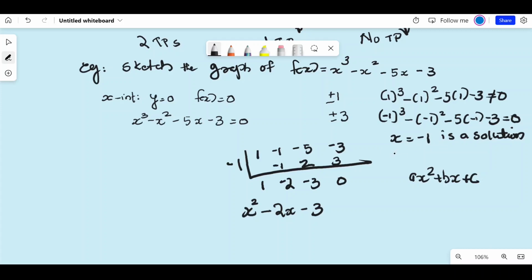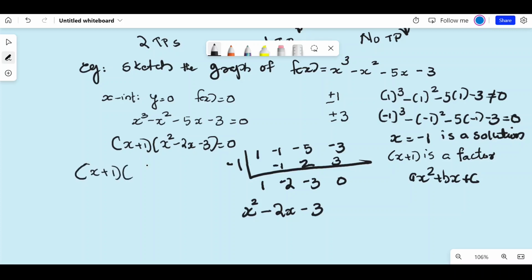One factor is already available from the solution. If x equal to negative 1 is a solution, that means x plus 1 is a factor. That is what the factor theorem says. So here x plus 1 is one factor. The other factor is x square minus 2x minus 3. Now you factorize the quadratic once more. The factors are x minus 3 and x plus 1.